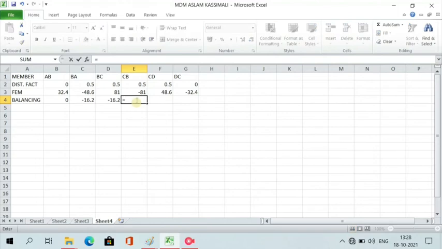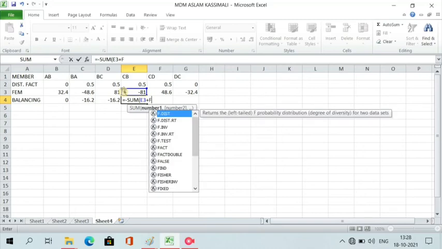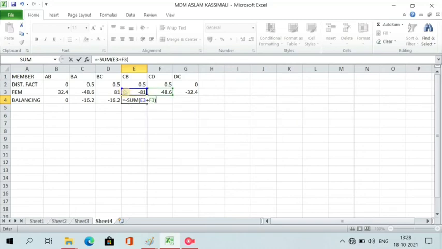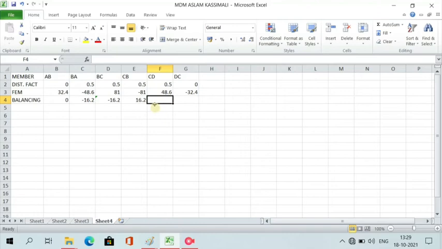Now in the same way we can do here also. We need to put equal sign, then negative sum, bracket open, now which we need to add, it is for C, so we need to add E3 as well as F3. So what I will write, E3 plus F3, bracket of, then again we will multiply with distribution factor. Same here, distribution factor is 0.5. So press enter, we will get this.